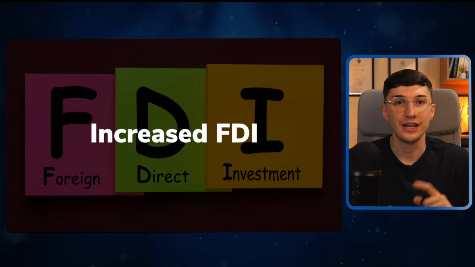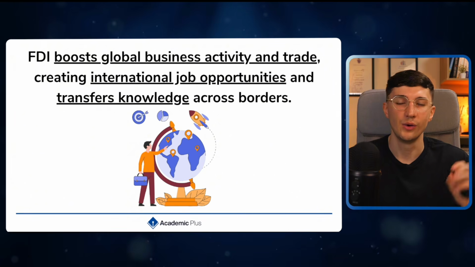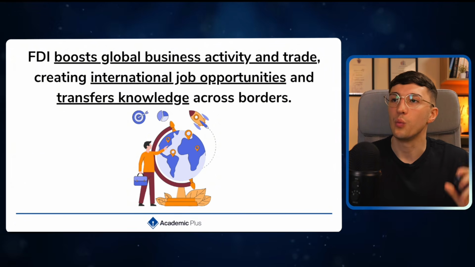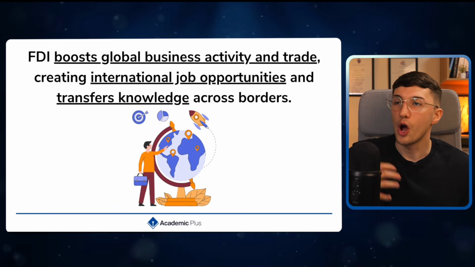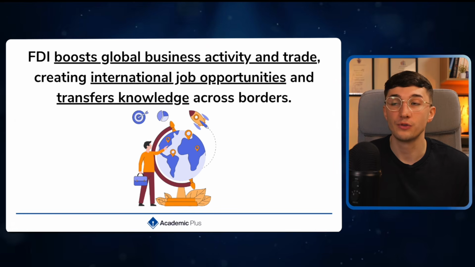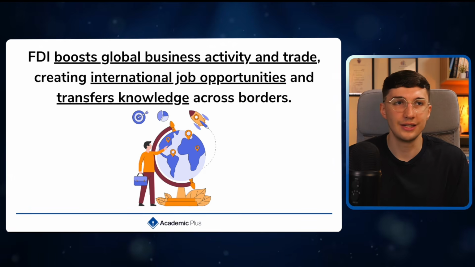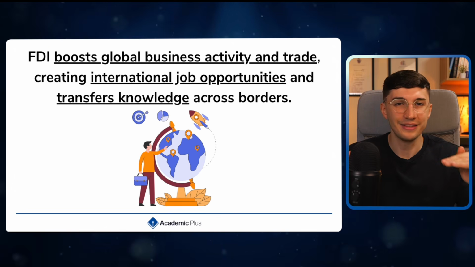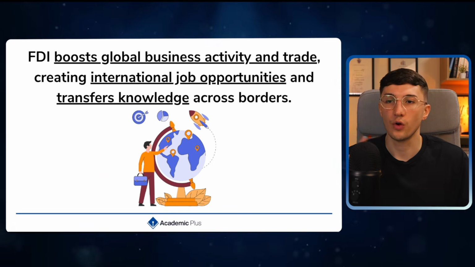Another important factor is also the increased level of foreign direct investment, which we have gone over quite a bit now, but just to add to your notes if you are taking them, foreign direct investment, we know, is going to boost global business activity and trade. It will hopefully start creating more international job opportunities and transfer knowledge across borders. So for example, if I am a UK company looking to set up some facilities in a developing country, then of course I want to make sure that my operations still maintain those quality standards. So we have what we call a transfer of knowledge across borders.